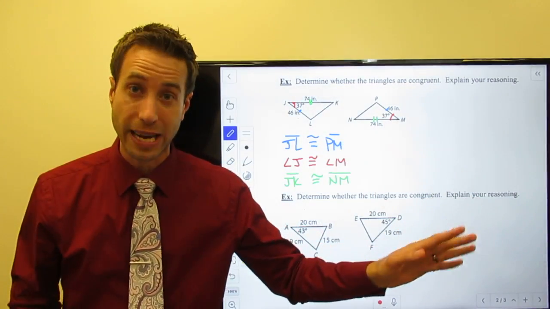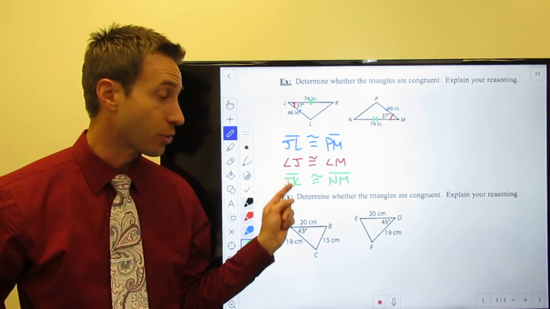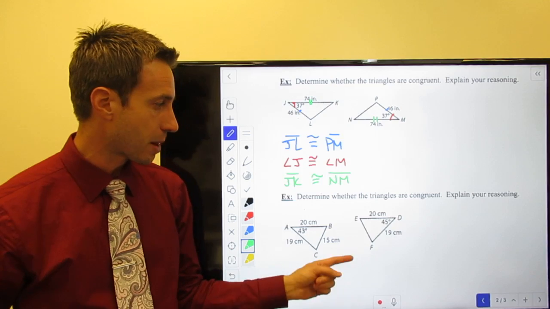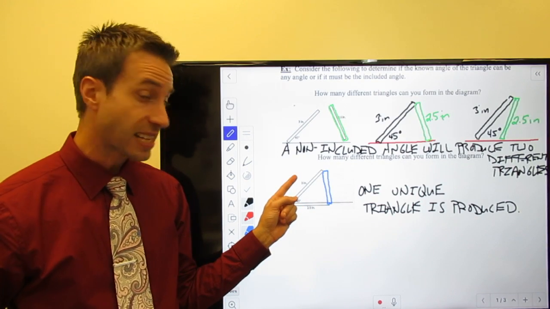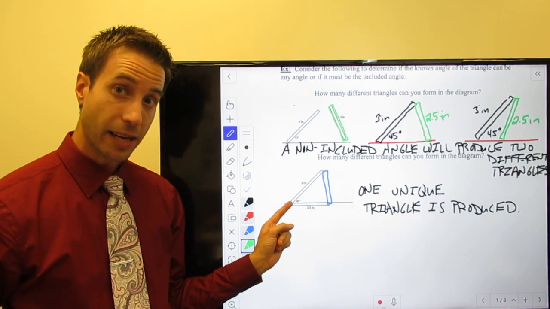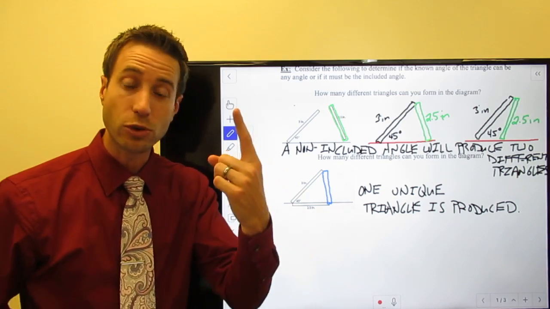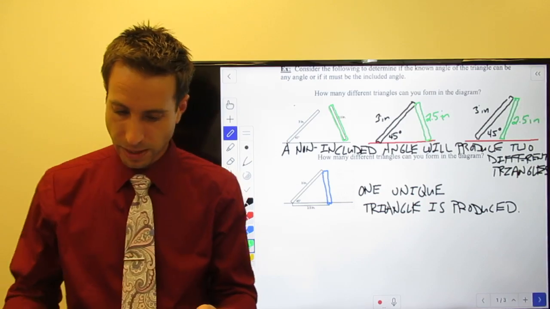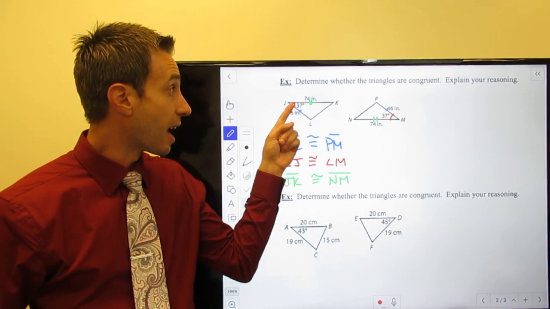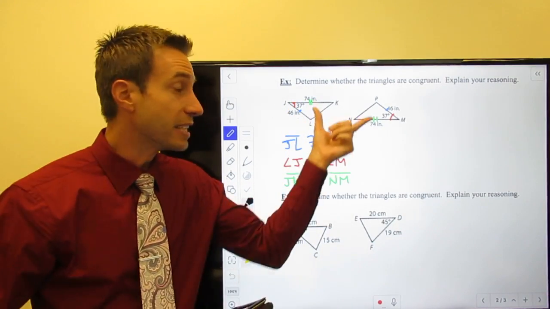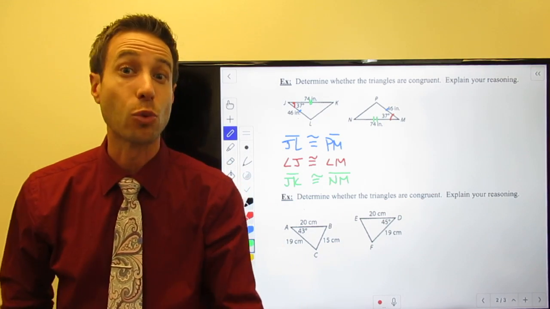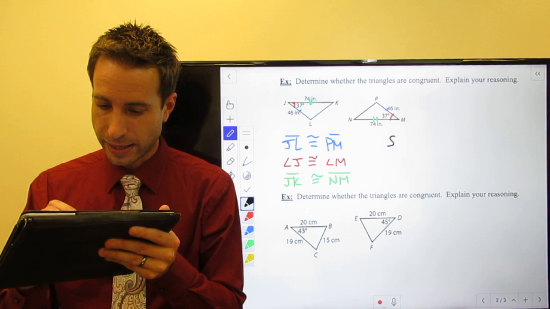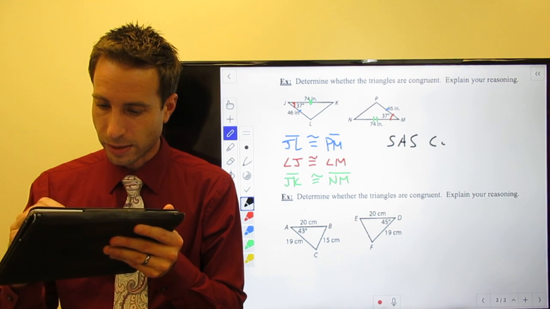I don't even have to worry about proving the rest of it. If I can show that these three are congruent, based on the picture, you guys remember this picture back here? We said if you can show that a side, an included angle, and the other side are congruent, there's only one unique triangle that has those properties. So, since I have proven side, angle, side, I know these two triangles must be congruent. I don't even have to worry about proving the rest of it. Side, angle, side, congruence theorem.